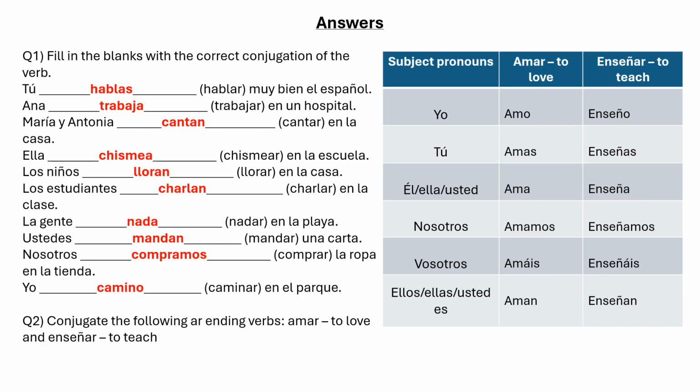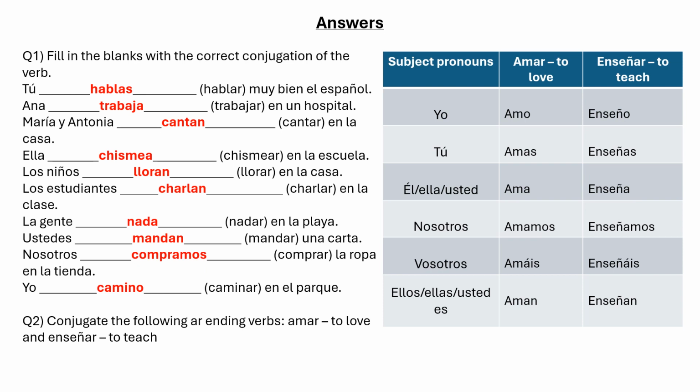Now here are the answers. So please do correct your work. So the first one is tú hablas muy bien el español. So the subject pronoun is tú. The AR ending for tú is AS. So that's why we will write hablas. You speak Spanish very well.